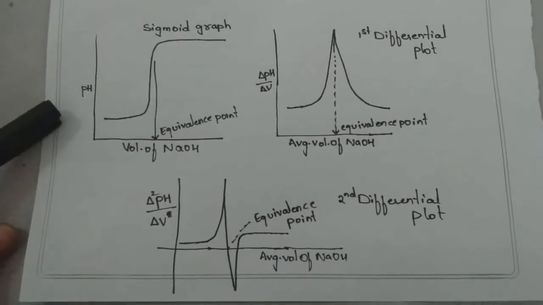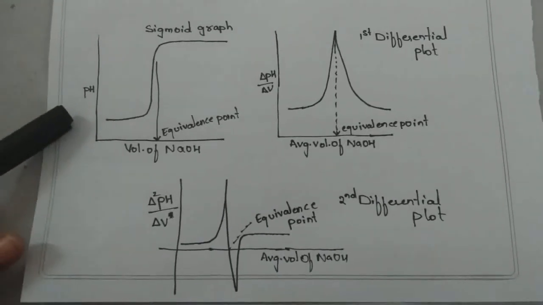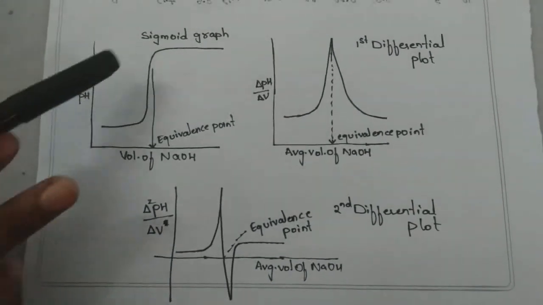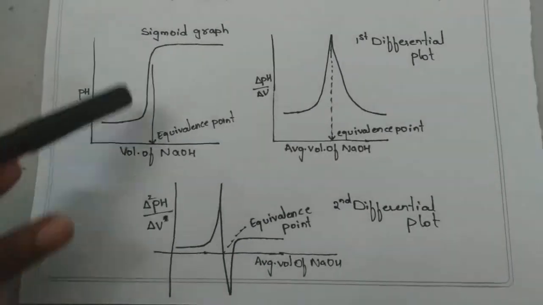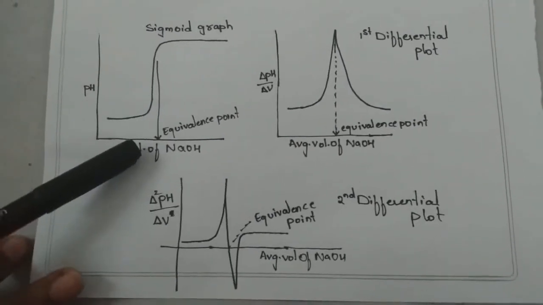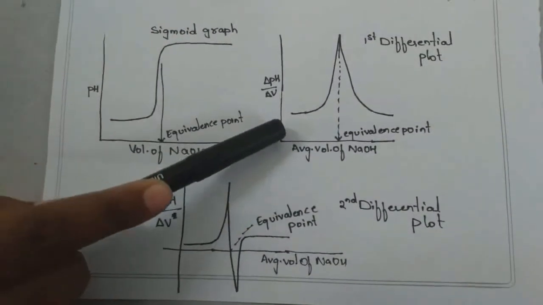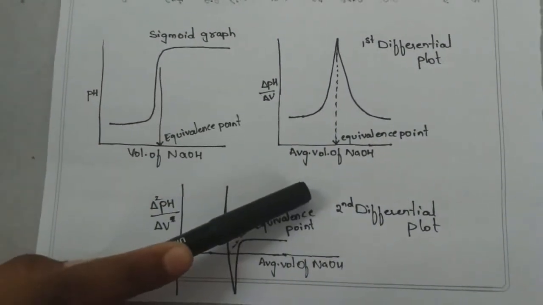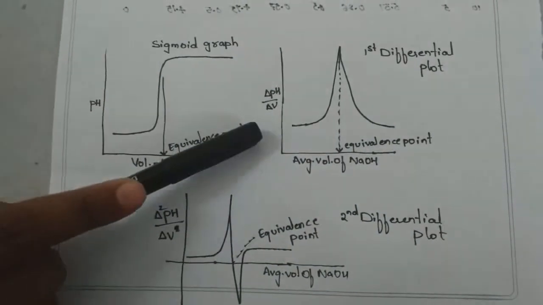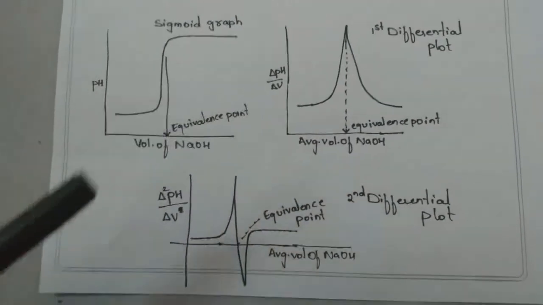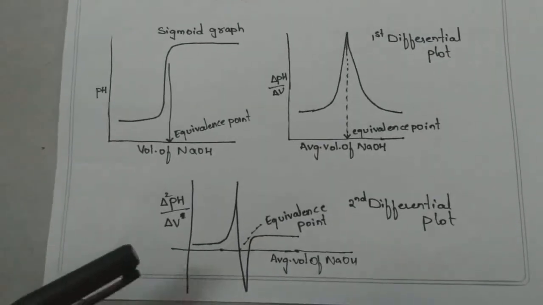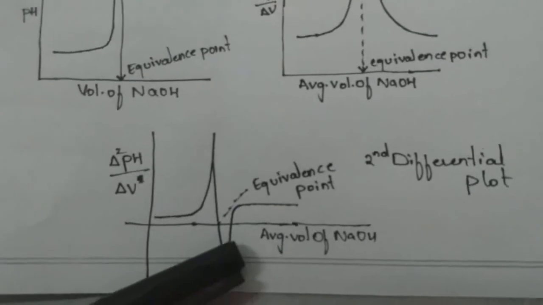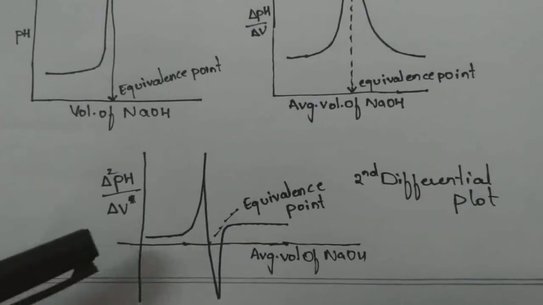Plot a graph by taking pH on the y-axis and the volume of NaOH on the x-axis. We get a graph with a sigmoid shape, and this will correspond to the equivalence point. Plot another graph of delta pH by delta V versus average volume of NaOH. This will correspond to the first differential plot. And another graph is plotted by taking delta square pH by delta V versus average volume of NaOH. And this will be the second differential plot.